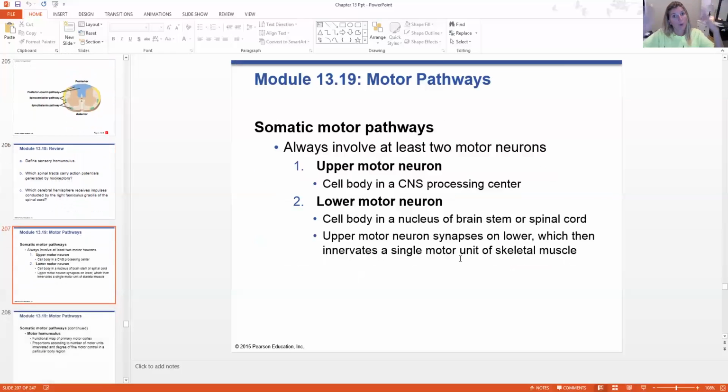Now let's talk about our motor pathways. We've talked about how it gets into the brain. Let's talk about how it gets out of the brain. Typically involves at least two motor neurons, an upper, which is where the cell body is in the central nervous system processing center, like the primary motor cortex, and a lower motor neuron, which is the cell body nucleus within the brainstem or the spinal cord. Typically, that upper motor neuron synapses on the lower and innervates that single motor unit of the skeletal muscle.